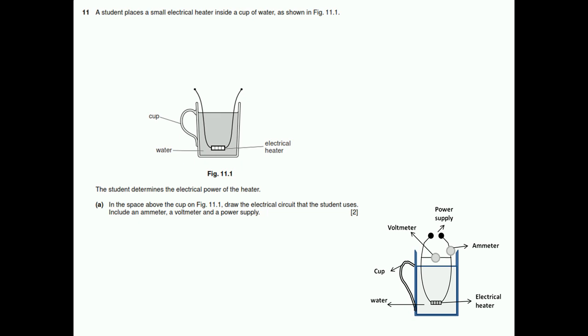So dear student, you will draw the ammeter, power supply and voltmeter on the same diagram. In the space above the cup on figure 11.1, draw the electrical circuit that the student used. For your easiness, I draw it simply on another diagram.